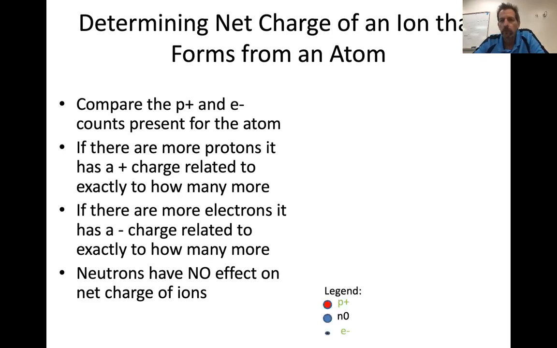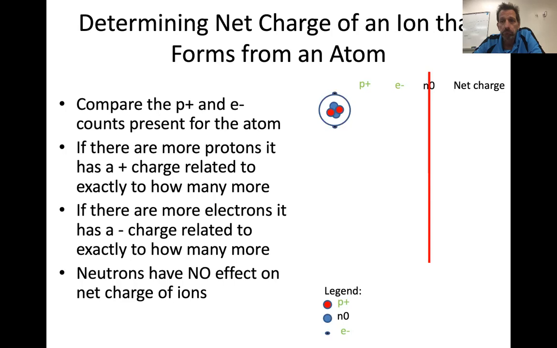So there's a little legend here. We're going to take a look at a couple quickie models. The red dots will be the protons, right? The large blue dots will be the neutrons, and the tiny little black dots will be the electrons. Remember, electrons barely have any mass, so we represent them as smaller dots here. So here's a little table, and I kind of redlined neutrons. We're not going to worry about neutrons because they don't matter for net charge.